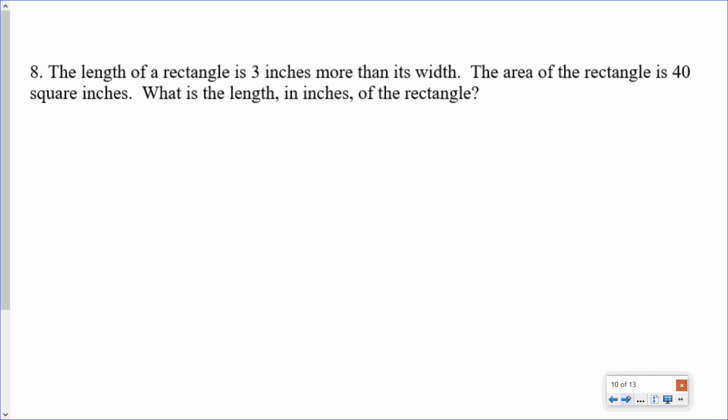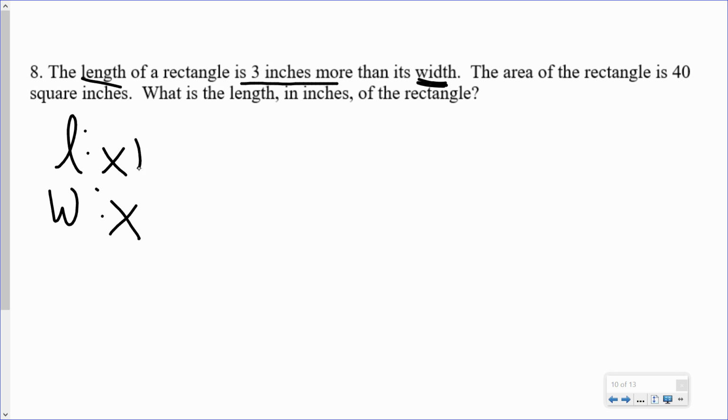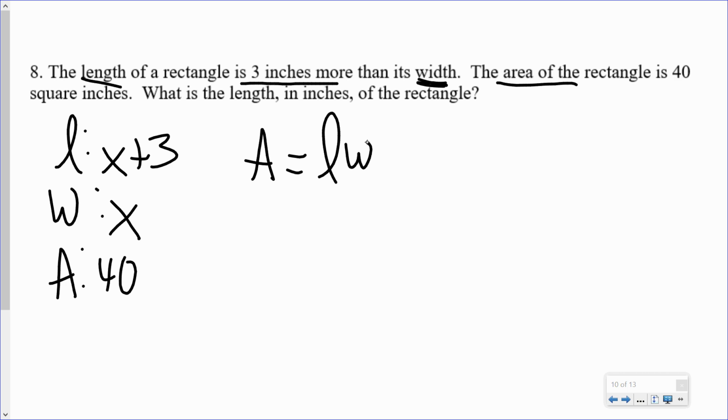The length of a rectangle is 3 inches more than its width. So I have length and I have width, length, width. Whichever one comes last, call x. The length is 3 more than that, so that's x plus 3. Now we're talking about area. This is another very common Algebra 1 question. Well, they're all common Algebra 1 questions. Area of a rectangle is length times width.